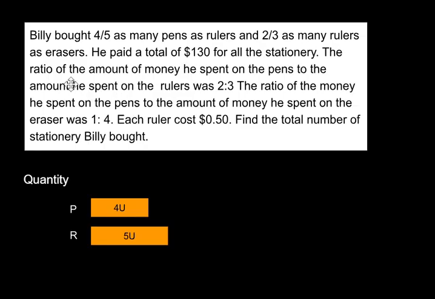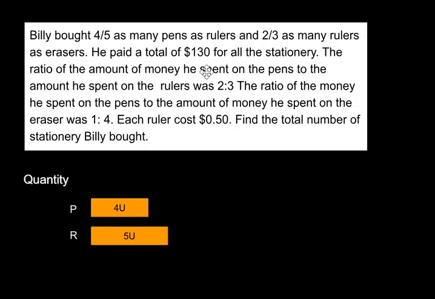The ratio of the amount of money he spent on the pen to the amount of money he spent on the ruler was 2:3. The ratio of the money he spent on the pen to the amount of money he spent on the eraser was 1:4. Each ruler cost 50 cents. Find the total number of stationery Billy bought.